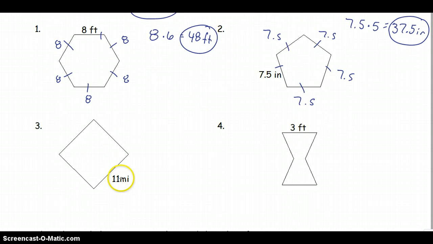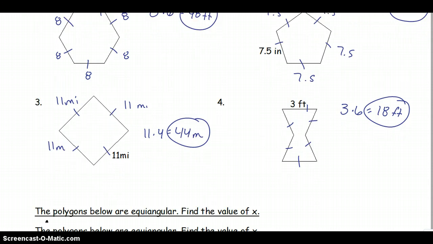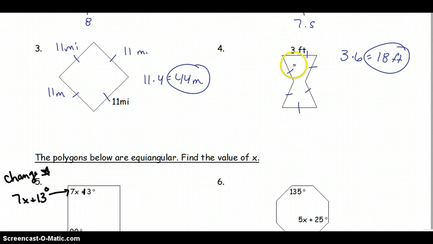Number 3, this is 11. All of the other sides are 11 as well. So you'll have a total of 4 of them. 11 times 4, you have 44 miles. Okay, and then number 4 would be the same way. All of these sides are going to be 3 feet. There's 1, 2, 3, 4, 5, 6 of them. So 3 times 6, you get 18 feet. So that's how you'll do the perimeter. Add up all the sides or just multiply it by how many sides there are.